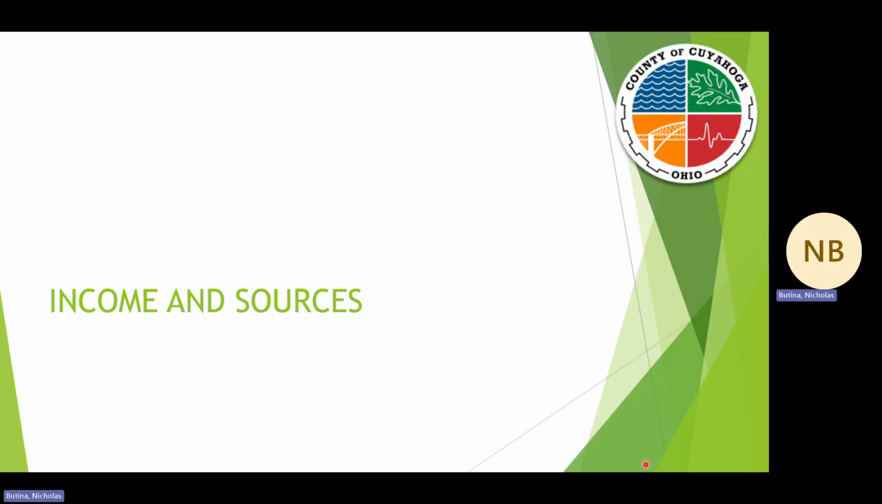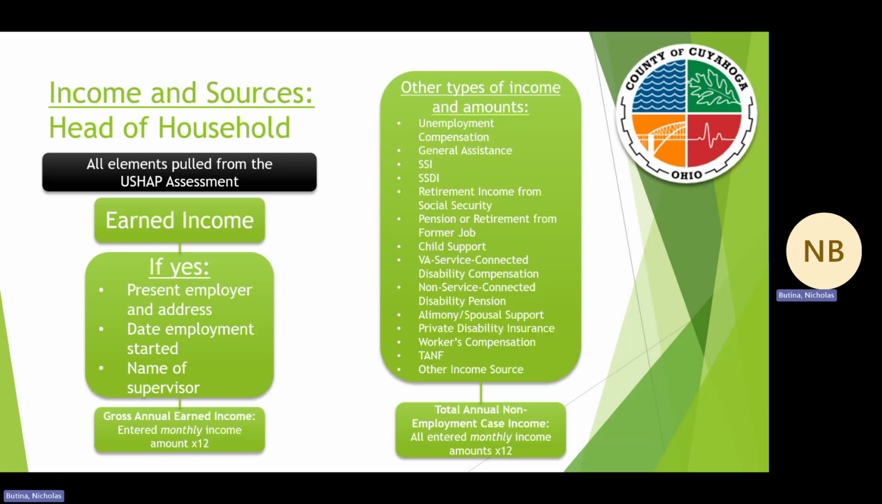Information about the sources of income the applicant has comes next. All of the elements about income will be pulled directly from the USHAP assessment. So for the head of household, the first question will be about earned income. If the person does have earned income, it'll ask about their present employer and the employer's address, when they started working there, and the name of their supervisor.